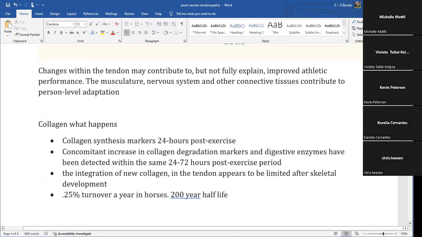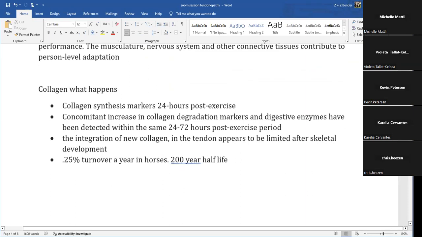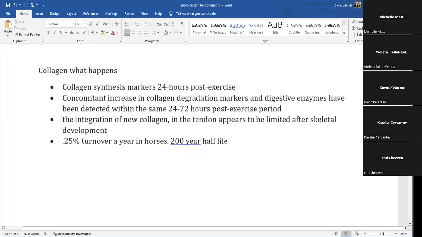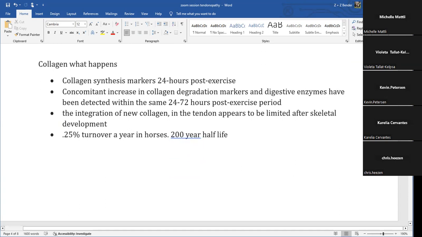And that's the idea that changes in the tendon may contribute to, but not fully explain, improved athletic performance. That is, the tendon may not have changed, but their athletic performance may have improved and their pain may have gone down. Musculature, the nervous system and other connective tissues contribute to that person-level adaptation. So in that person with pathology, multiple factors go in. Put in some of the data on collagen synthesis, and this may not be as germane to where we are now: you're going to see changes in markers in these tendons immediately after exercise.